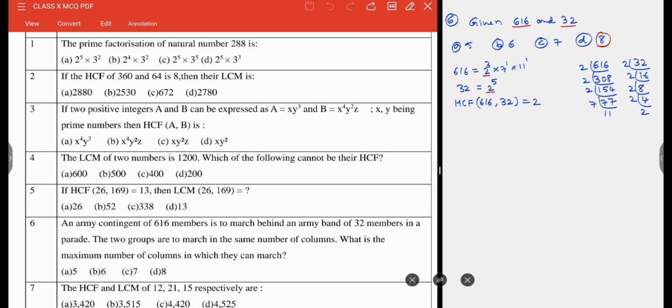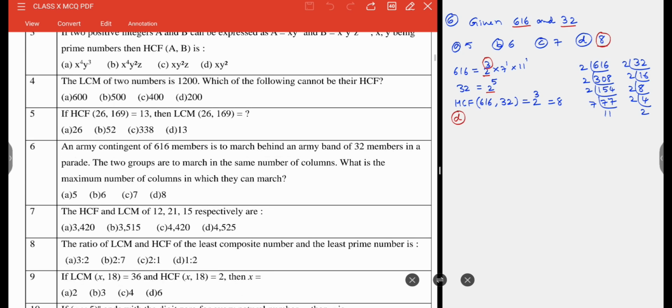So the lowest power of 2 we have to take, that is 3. So 2 power 3, 2 power 3 is 8. So the answer is 8. Option D is correct here. Question number 6 is done.